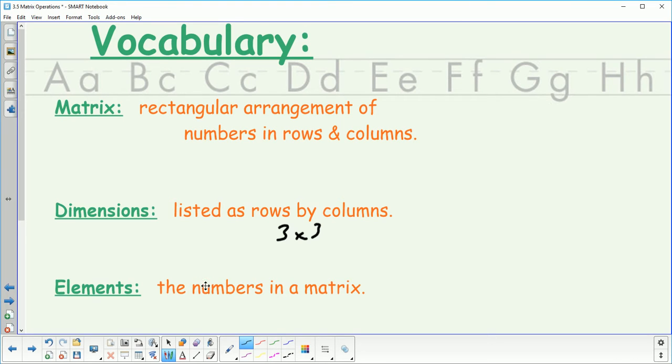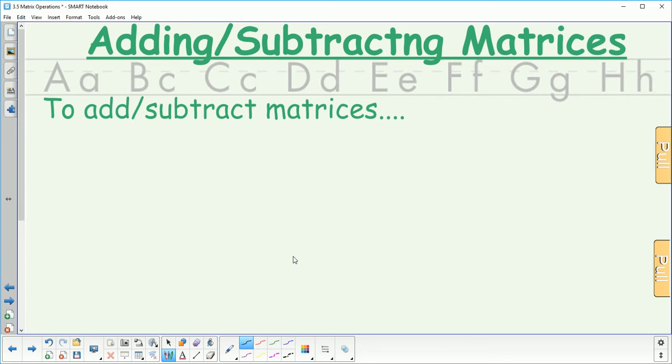Okay, the elements then are the numbers that are in the matrix. So each matrix has X amount of elements. If it has dimensions 3 by 3, 3 times 3 would give us 9 elements. If it was a 2 by 3, it would have 6 elements. Each one of those being listed as a separate number.